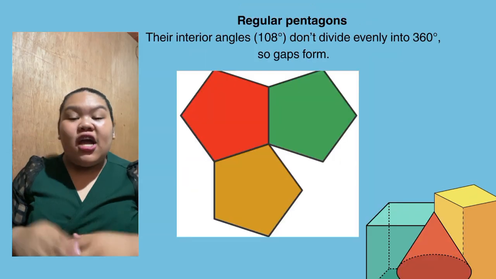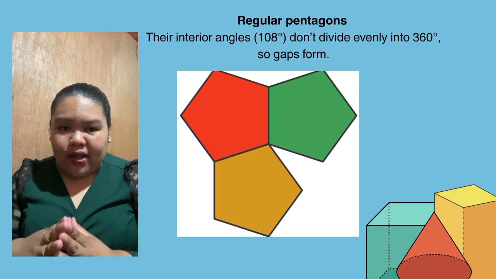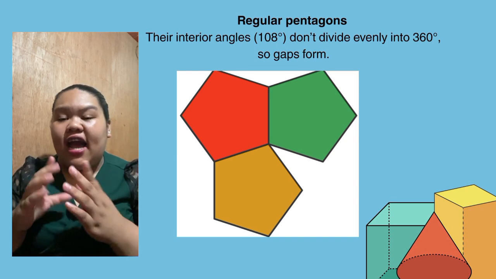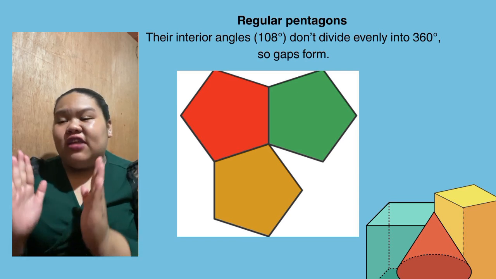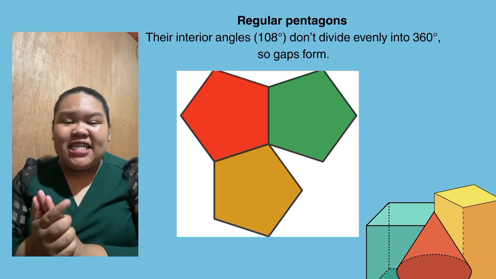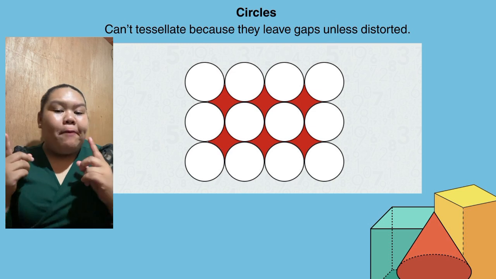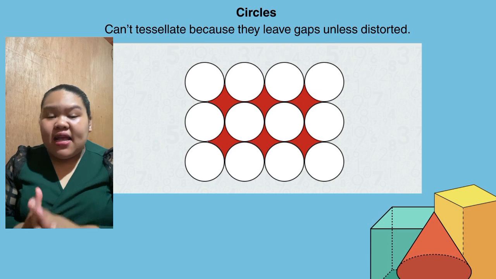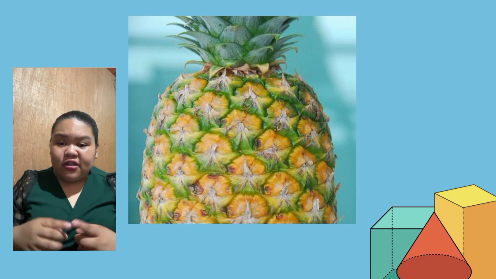Did you know, class, that not all shapes can tessellate? For example, regular pentagons, because their interior angles of 108 degrees don't divide evenly into 360 degrees, so gaps form. Also, a perfect circle cannot tessellate because it leaves gaps unless distorted. And also, tessellation patterns can be seen in our surroundings.